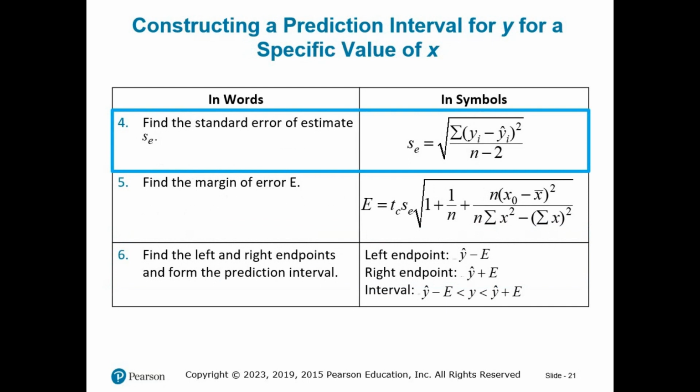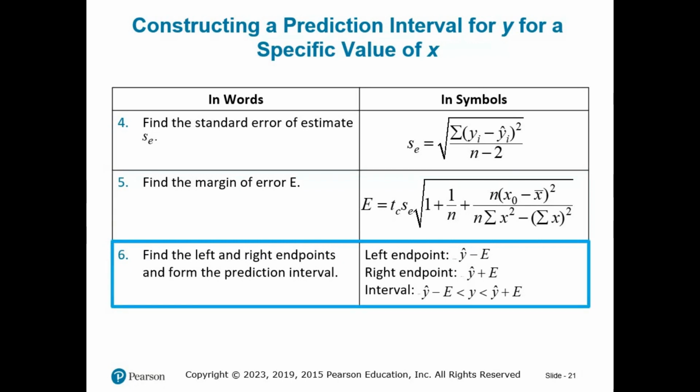Next, find the standard error of estimate S sub e. Then find the margin of error. This involves using some of the info you found at earlier stages. Finally, find the left and right endpoints and form the prediction interval. Now that was summed up really briefly. You saw how much work we did to get through those steps, but if it will help you remember what to do, definitely take down these notes.